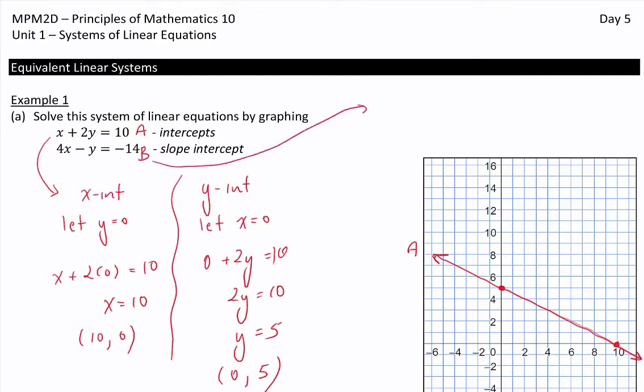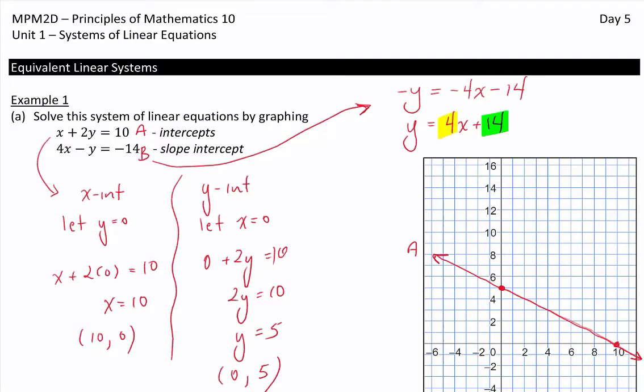So we want to use our slope-intercept method. So that means we need to isolate for y. The first thing to do is subtract 4x from both sides. So it leaves me with a negative y on the left side. I have minus 4x minus 14 on the right side. Next, divide each term by negative 1. So that gives me y equals 4x plus 14. So we have our y-intercept of 14, and we have our slope of 4.